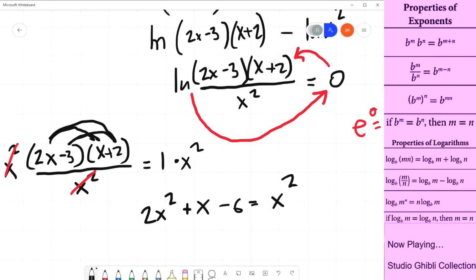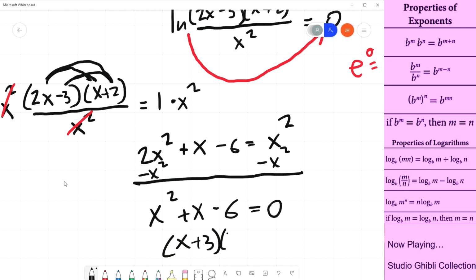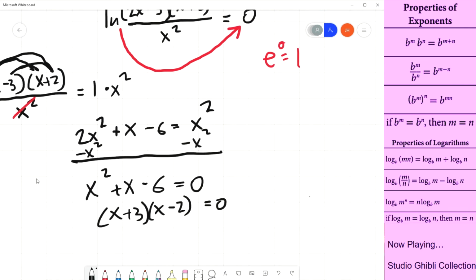All right, all I have to do is subtract x squared from both sides and solve. So I get that x squared plus x minus 6 equals 0. I factor it to x plus 3 and x minus 2 equals 0. And therefore, x equals negative 3 and 2.